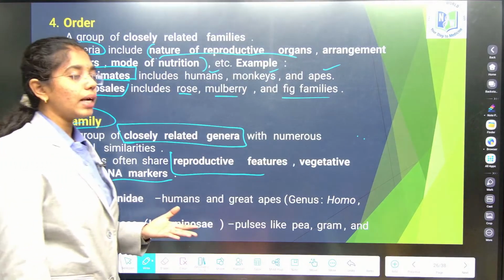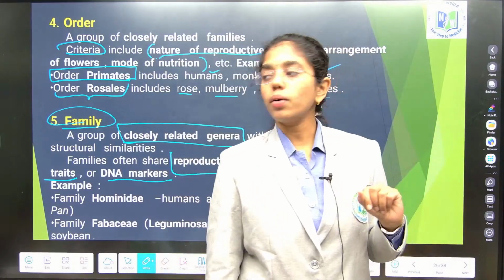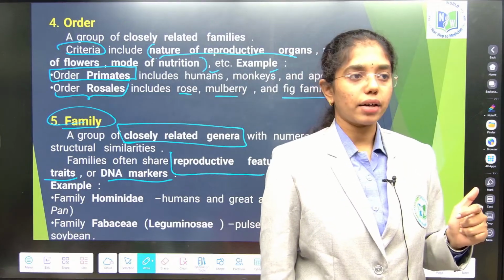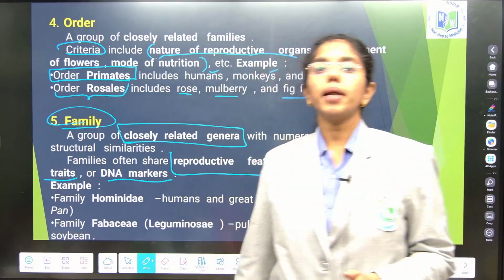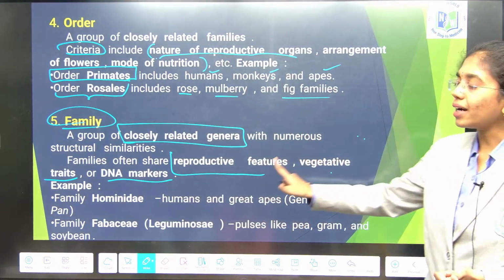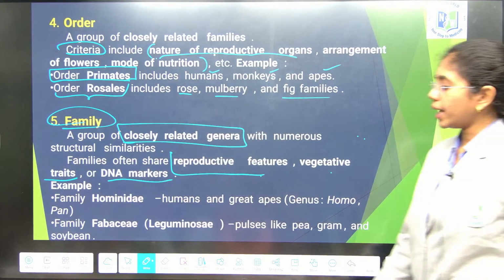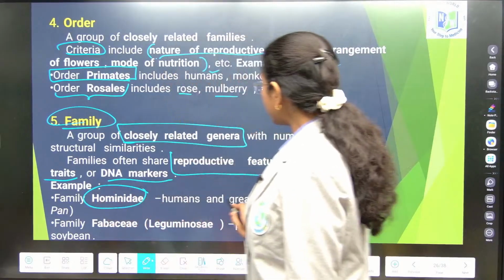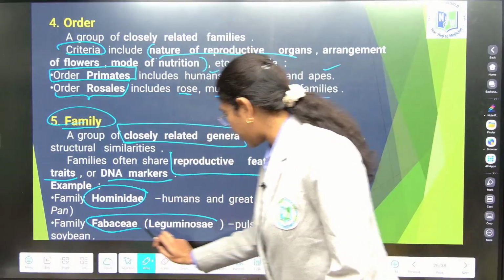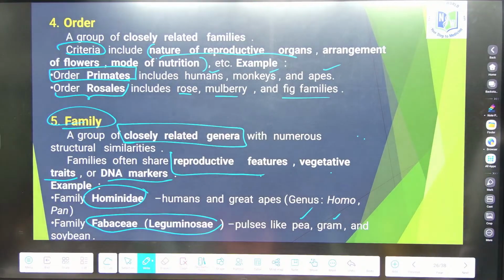Simple example I will tell you. In morphology you have come across different families. In each family what are you learning? First about vegetative characters of that family, then about floral characters. Floral characters are nothing but reproductive characters. So a single family will share vegetative features and reproductive features. Family Hominidae includes humans and great apes. Family Fabaceae or Leguminosae includes pulses like pea, gram and soya beans.